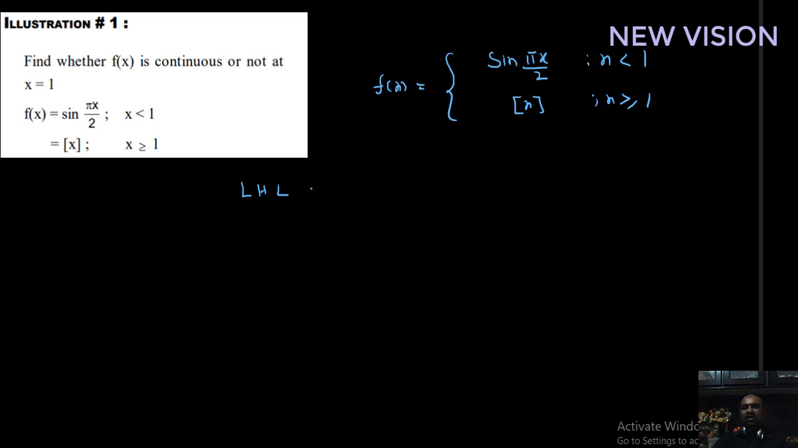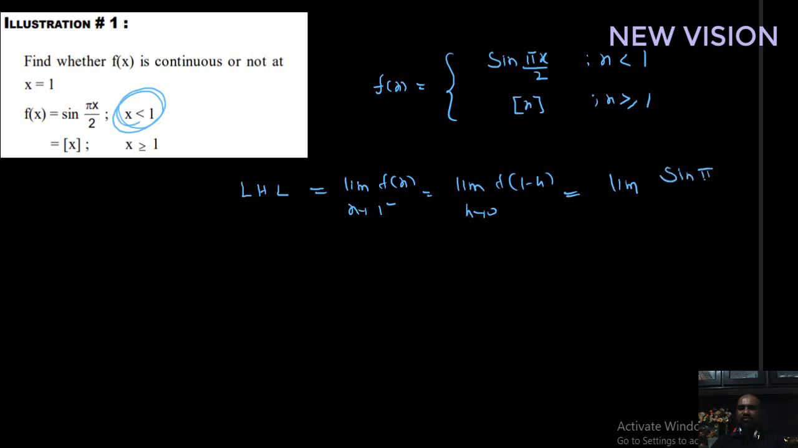LHL equal to limiting value of f of x, where x is tending to 1 minus, should be equal to limiting value of f of 1 minus h, h is tending to 0. Now we want to identify the function which is satisfied by f of 1 minus h. 1 minus means this is the rule, no? That's why, what can I write? Sin pi by 2 into, instead of x I can write 1 minus h, where h is tending to 0.